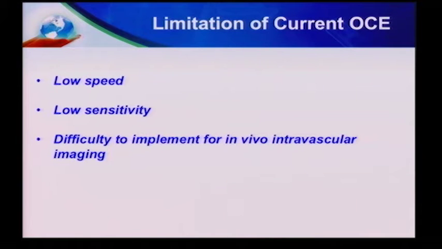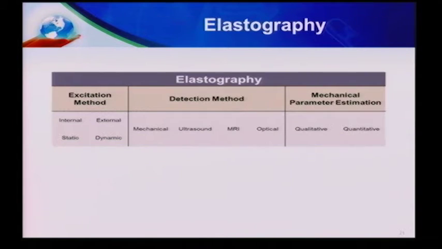So when we try to apply that technology to look at in vivo atherosclerosis, one of the problems is that traditional elastographic techniques are limited because they have a relatively low speed. We want a very high imaging speed. They have low sensitivity, and it's really difficult to implement into the catheter. So essentially, you want a device which can acquire at high speed without applying a large force, and you want to be able to acquire the image at in vivo rate.